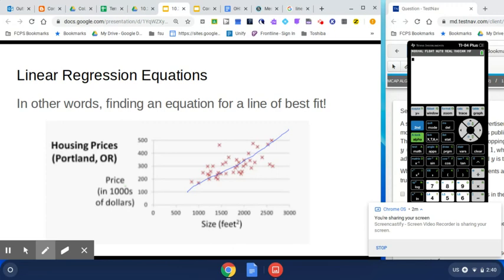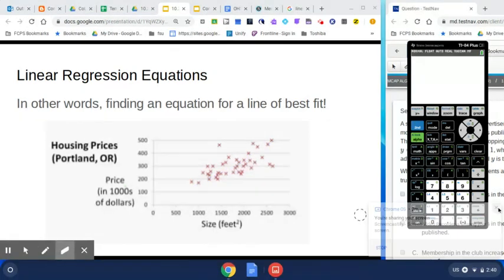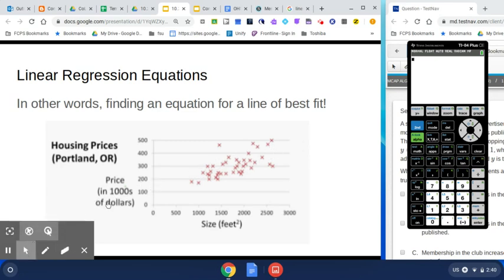We are not actually going to be doing these by hand, ladies and gentlemen. We're going to be relying on the calculator. We're going to enter the data into the graphing calculator and ask it to find a least squares regression line for us. But it is good to talk about what might be a good fit for a line and what would not be a good fit.